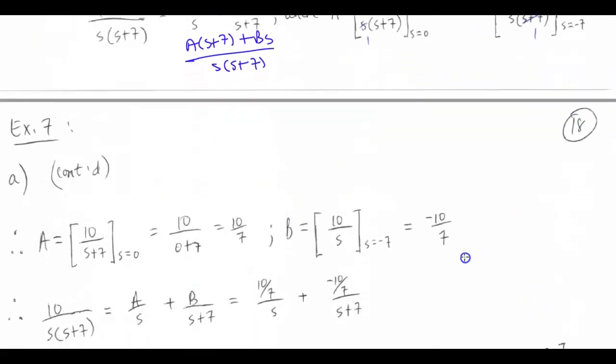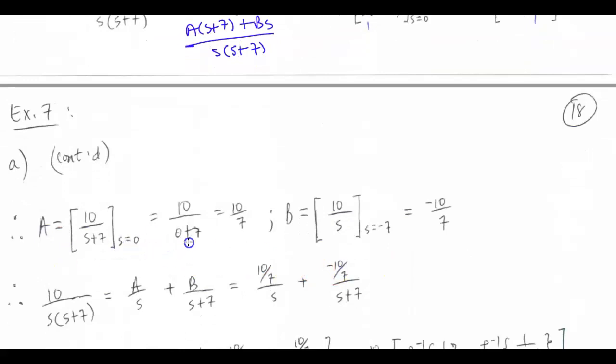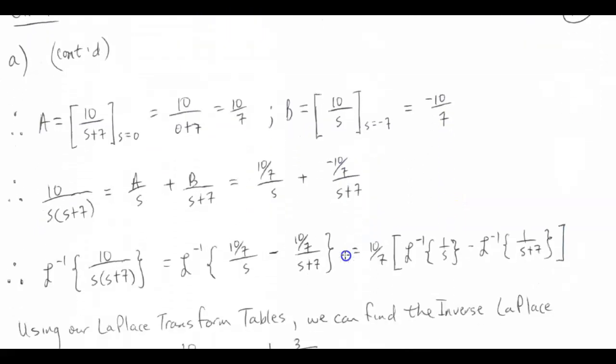So if we do that, then for A, once we plug in everything, we get positive 10 over 7. And for B, we get a negative 10 over 7. And so then we see that this expression here can just be rewritten this way. This is just some constant times 1 over S, and this is another constant times 1 divided by S plus 7.